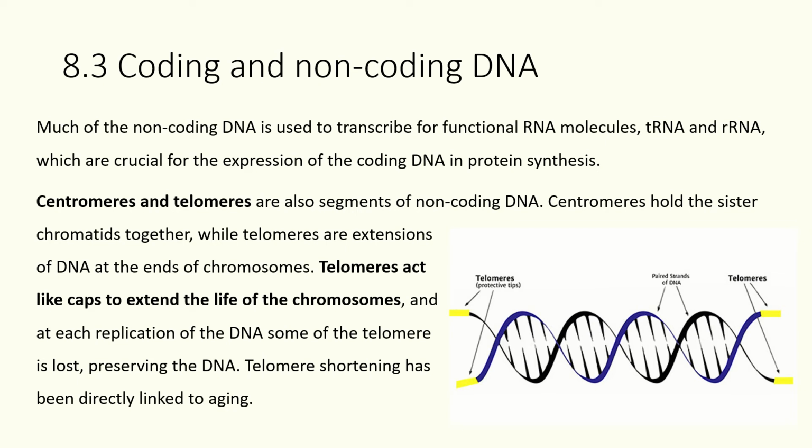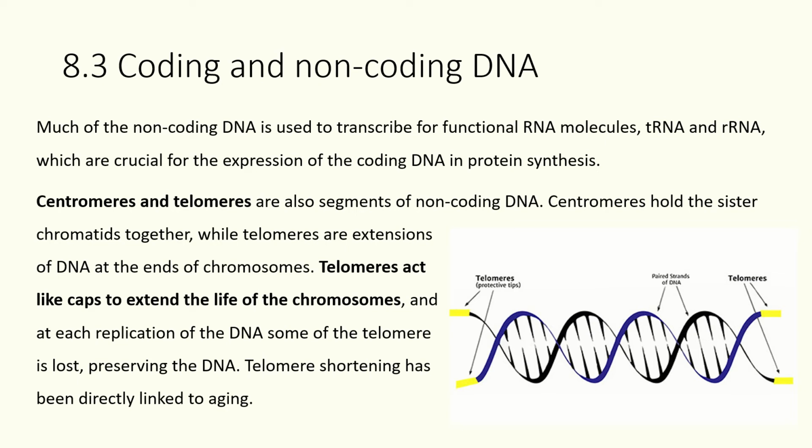We have centromeres and telomeres as well, which are segments of non-coding DNA. Centromeres, we should remember from meiosis, they are the little belt around these sister chromatids which hold them together. That's their role. Pretty straightforward. Telomeres are extensions on the end of DNA, as you can see at the ends of our chromosomes in this picture. They act as caps on the end of the chromosomes to extend their life and to help protect them from damage. So they're protective.